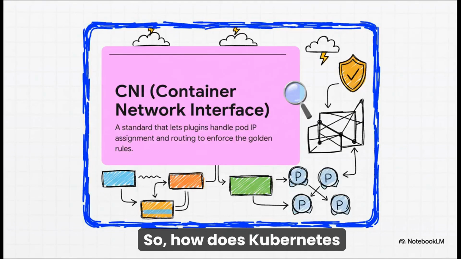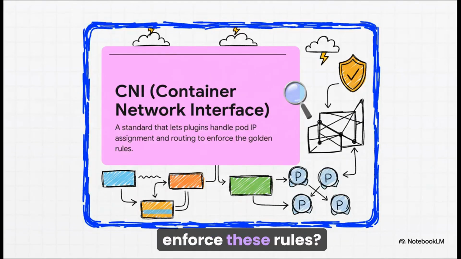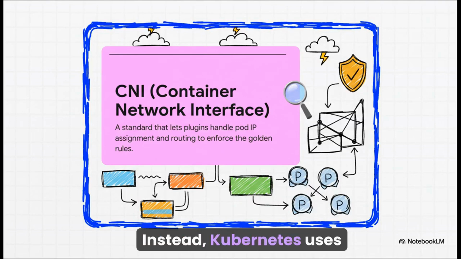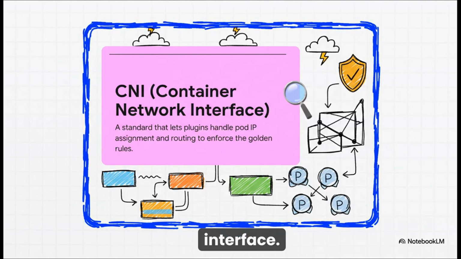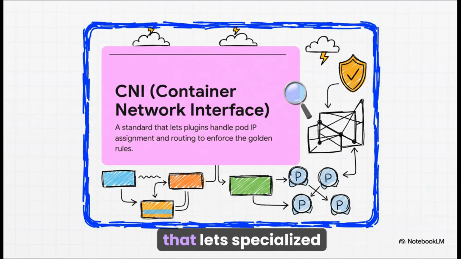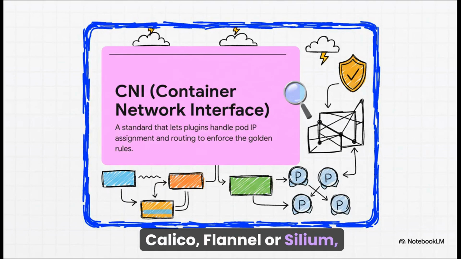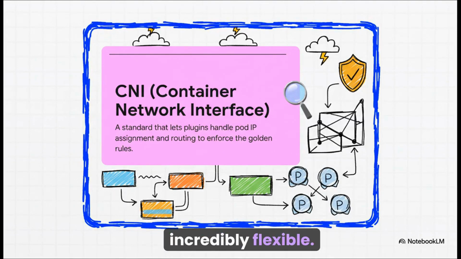It's clean. So how does Kubernetes enforce these rules? Well, here's the secret. It doesn't. Instead, Kubernetes uses a standard called CNI, the Container Network Interface. Think of CNI as a contract that lets specialized network plugins like Calico, Flannel, or Cilium do all the dirty work of assigning IPs and setting up routes. This makes Kubernetes incredibly flexible.